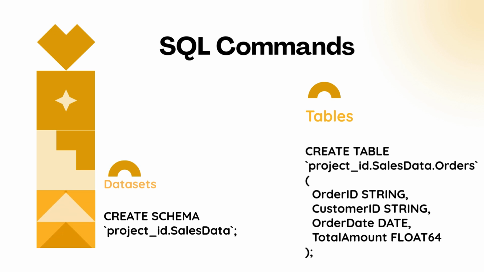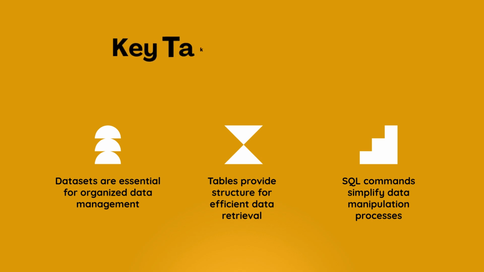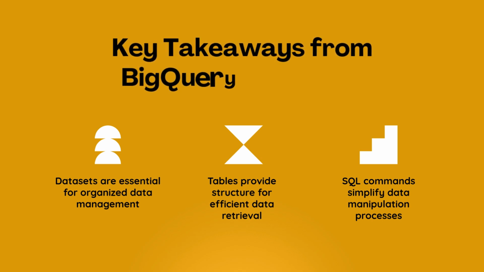Once your table is created, you can start inserting data into it or load data from external sources. And of course, you can run SQL queries directly on the table to analyze your data. To quickly summarize, a dataset in BigQuery is like a container that organizes your tables, and a table is where the actual structured data is stored. You can create datasets with the CREATE SCHEMA command and tables with the CREATE TABLE command. That's it for today's video.